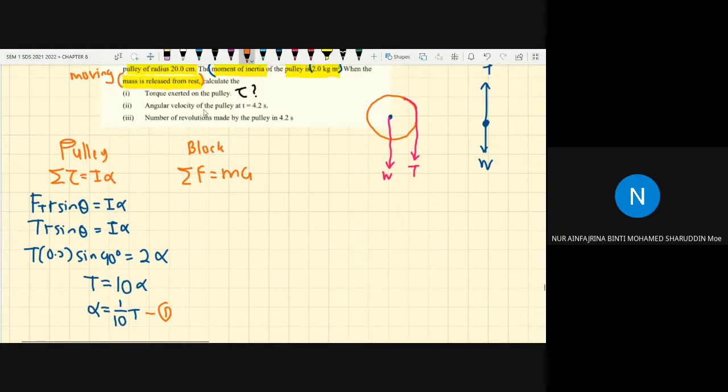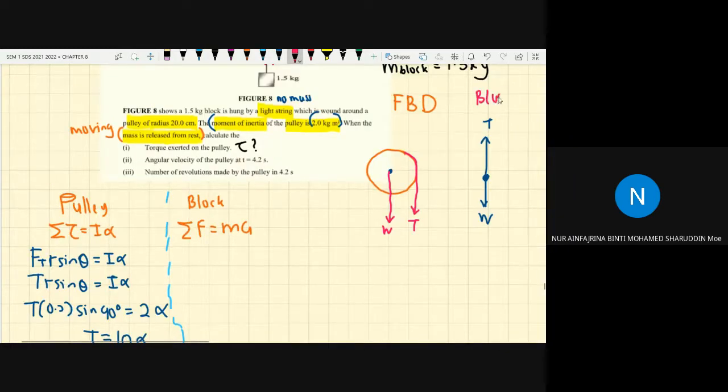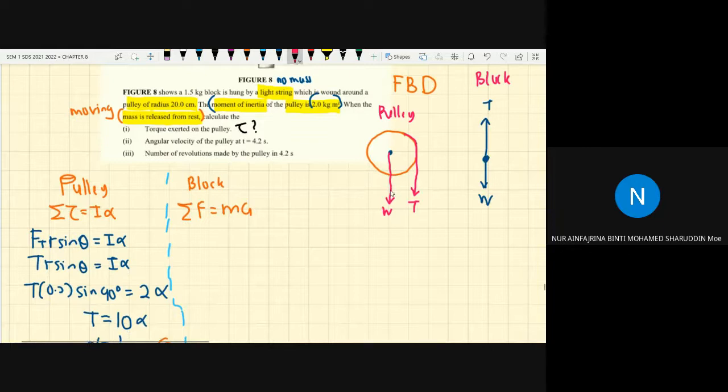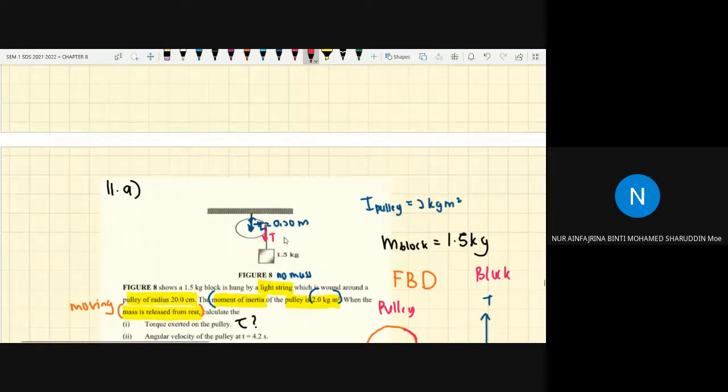Okay, now let's do for this one pula. Summation of force equals to ma. Sekarang, Miss nak korang tengok block ni je. Ini block, ini pulley. Kenapa Miss tak ambil torque of weight? Sebab torque of weight dekat pivot point, so Miss ignore. Jadi, kita tahu summation of force in Y component sama dengan ma. And then, kalau benda ni bergerak, Miss nak tanya, dia akan bergerak ke atas ke bawah?